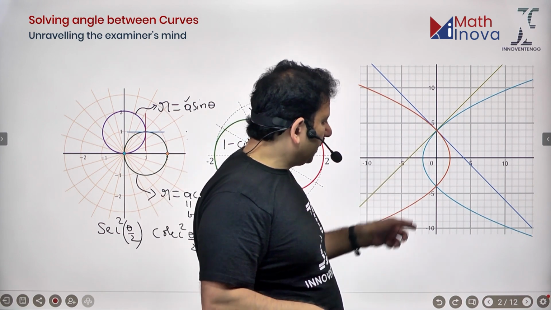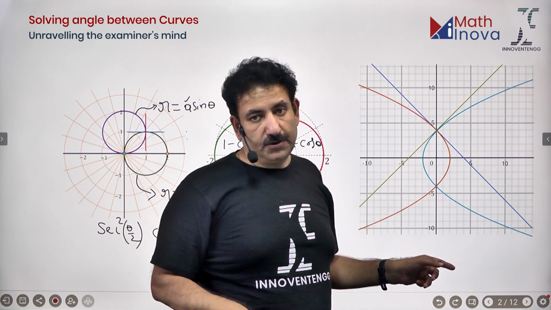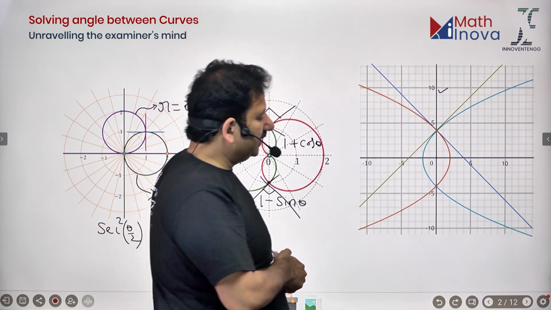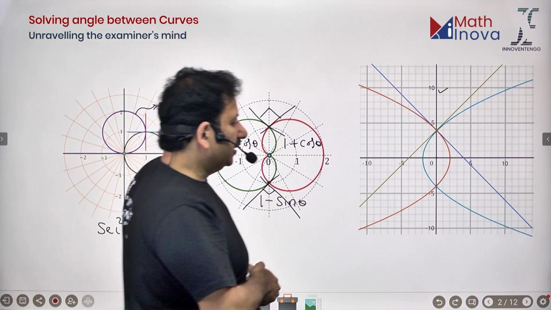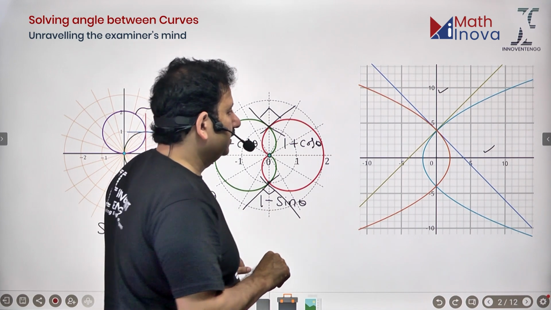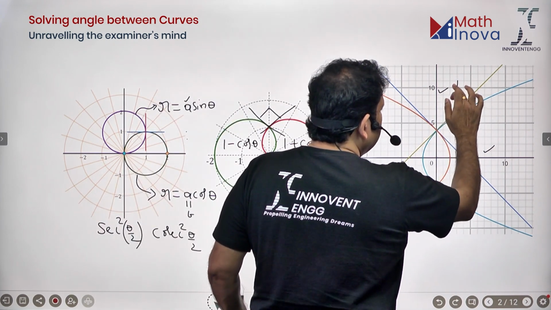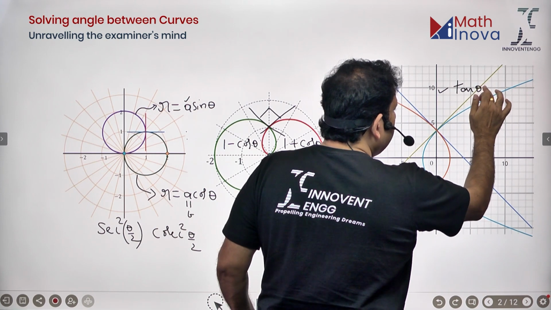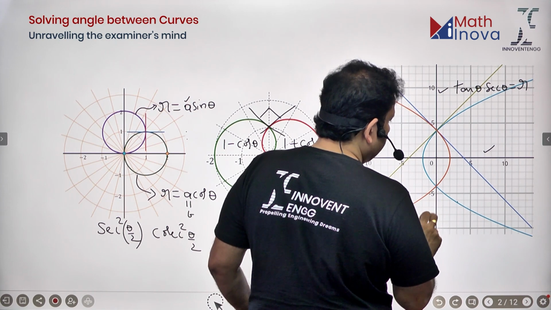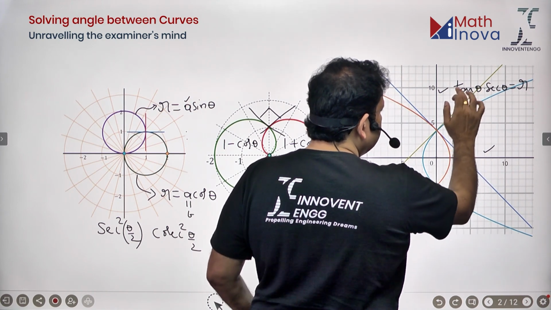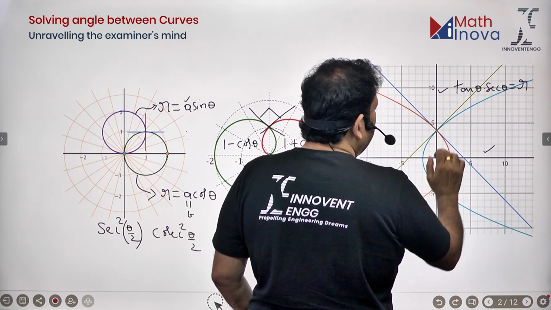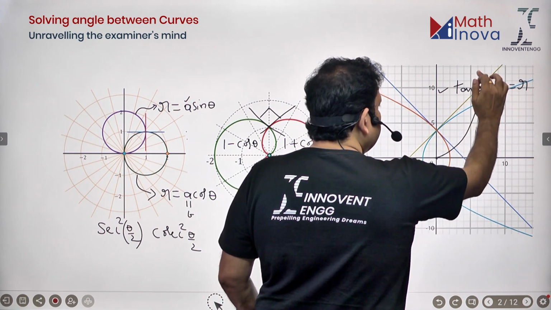And what about the parabolas? Parabolas also, the same story goes on. That is, if you have a parabola symmetric about the y-axis and one symmetric about the x-axis, they are not going to be orthogonal to each other. For example, this is nothing but tan theta into secant theta equal to r. And what about this parabola which is symmetric about the x-axis? This is of course symmetric about the y-axis.